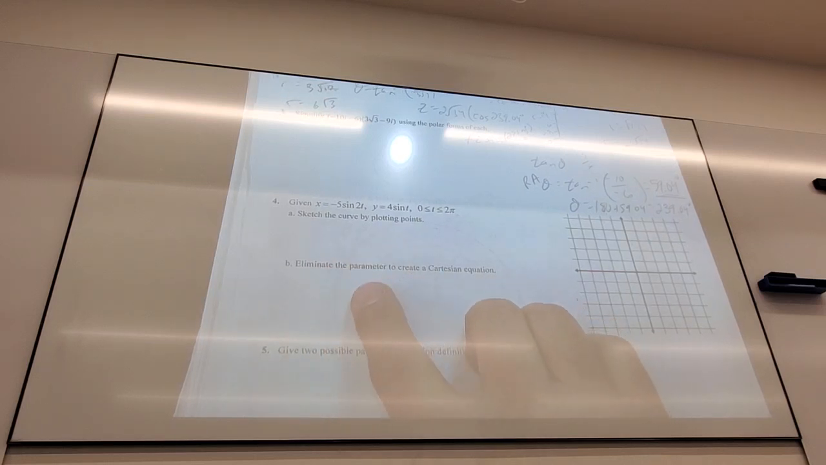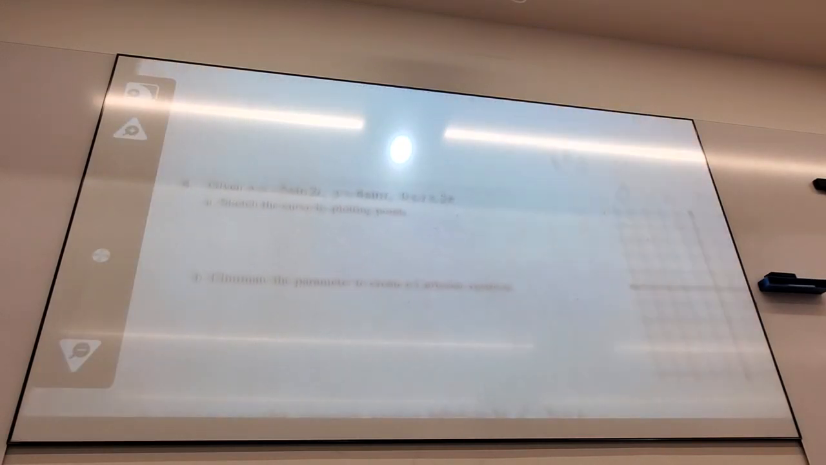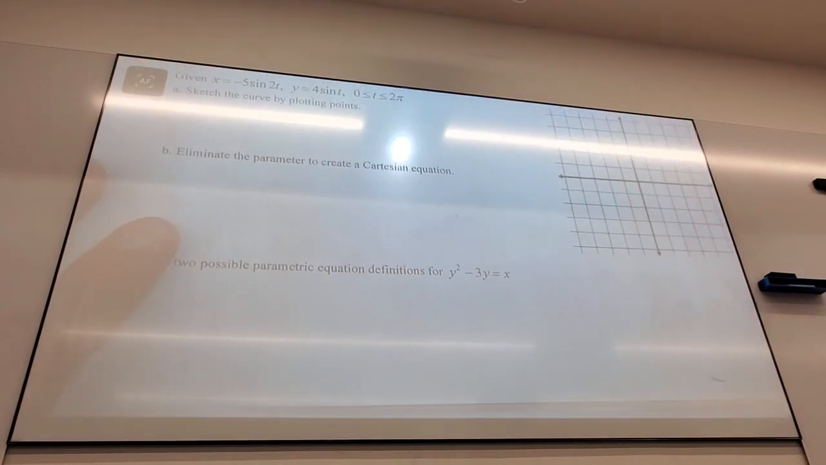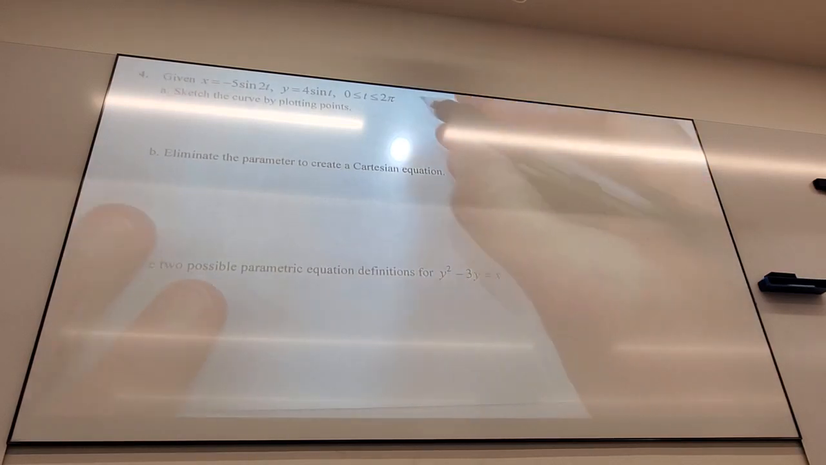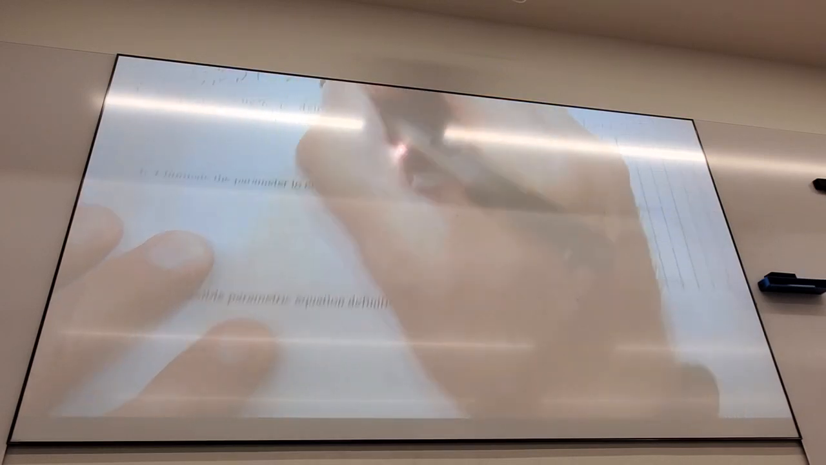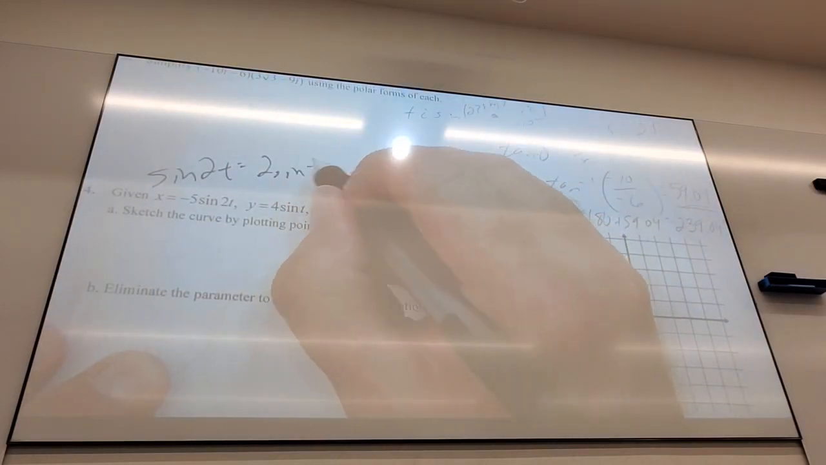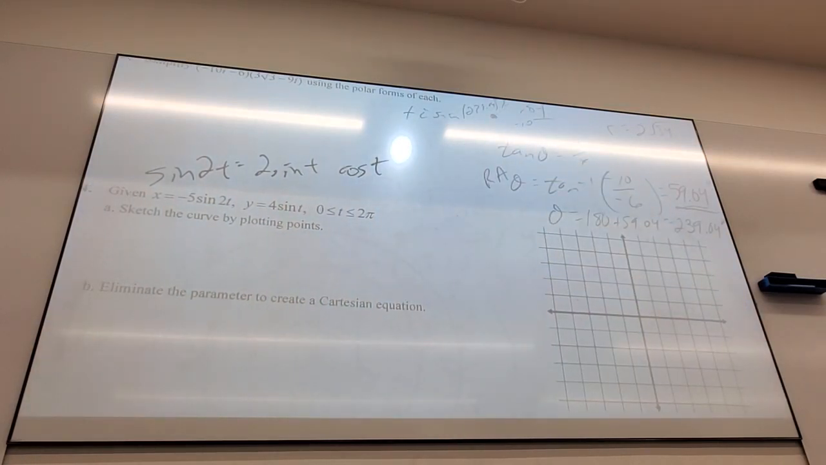So to do part B, we're doing part B. What can I do first to help with the fact that they both talk about different angles? What do you mean separate 2t? That's 2 sine cosine. Yeah, sine of 2t equals 2 sine t cosine t. That's an identity you all know.